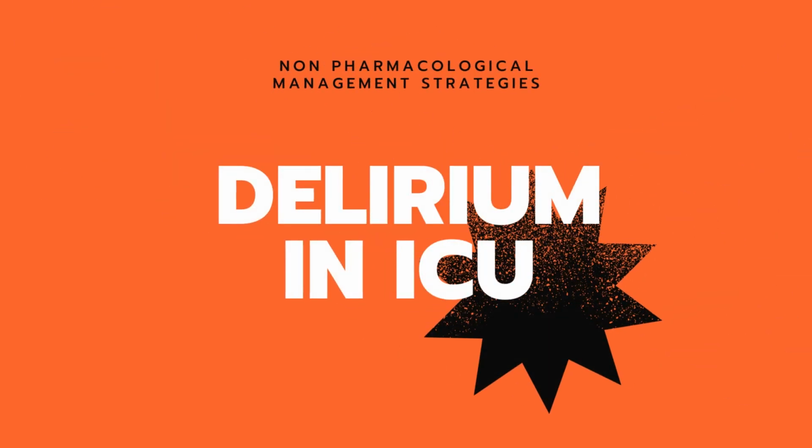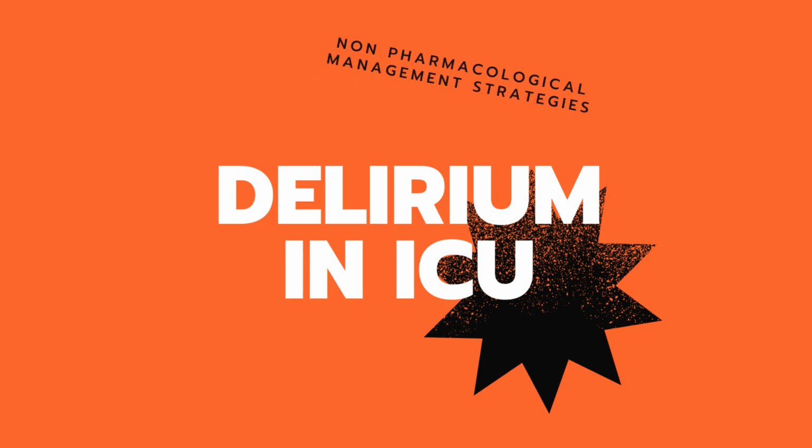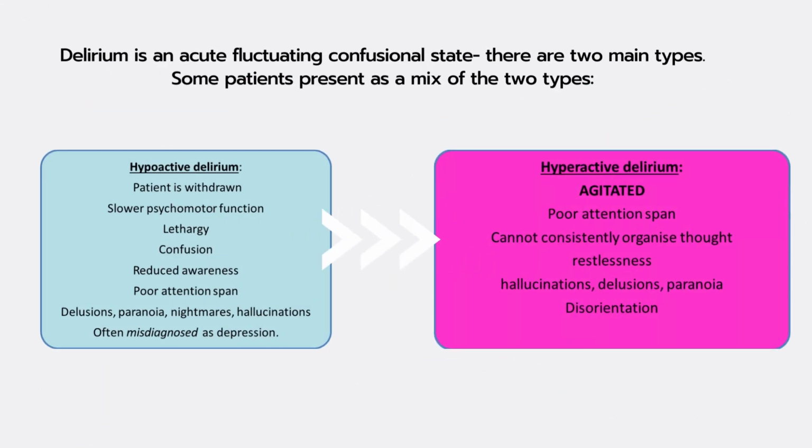This brief online learning is about detecting and managing delirium in intensive care. Delirium is an acute, fluctuating, confusional state. There are two main types, but some patients present as a mix of the two types.